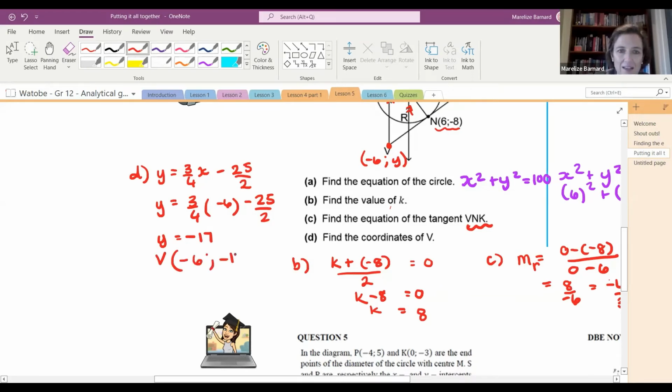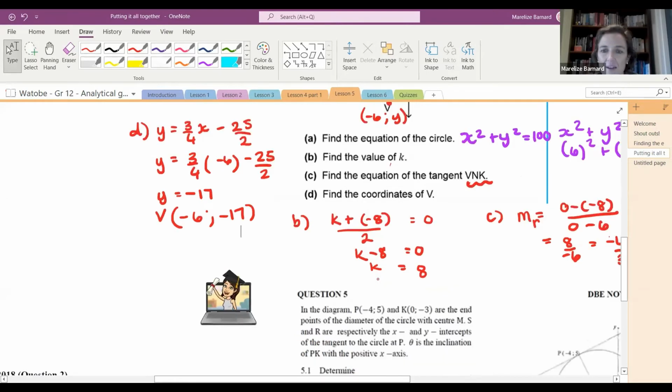-6 and -17. Okay, so that did require a bit of reasoning, a bit of thinking, and there will always be stuff like that in the exam. Okay, so the best thing for you to do is to practice these exam type questions.